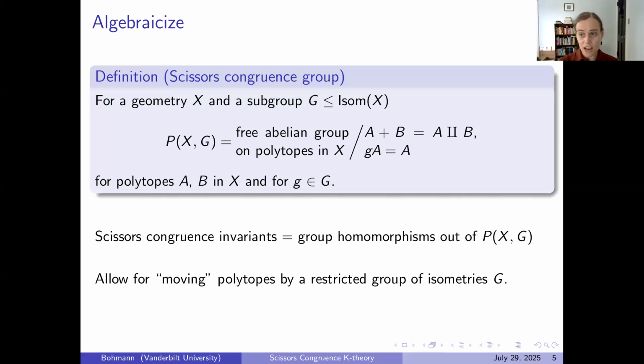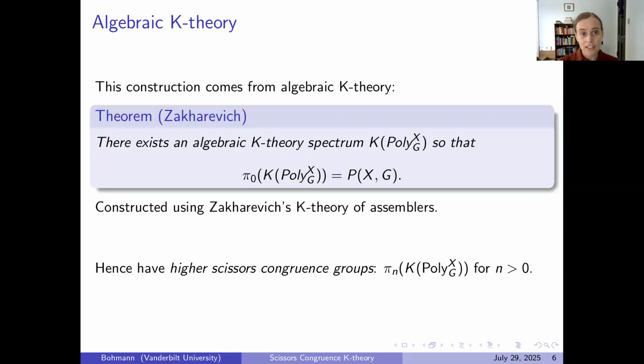So one way to try to study scissors congruence invariants is by trying to understand this scissors congruence group and homomorphisms out of it. Now, the scissors congruence group can be built out of algebraic K-theory. This is a much more recent result than the definitions of the scissors congruence group, which date to the mid-20th century. This theorem that you can build scissors congruence out of algebraic K-theory is due to Zakharevich just in the past 10 years or so.